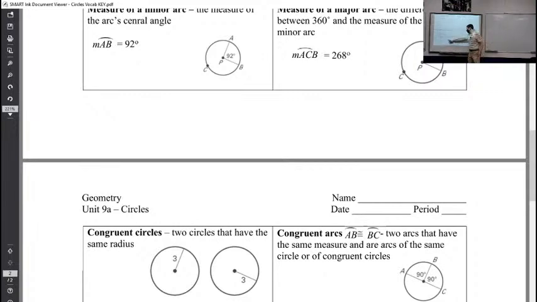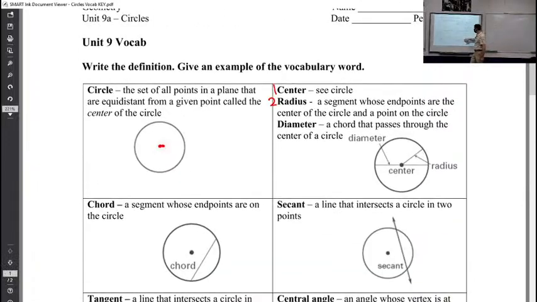By the way, if we're talking about more than 1 radius, like we are here, the plural of radius is like the plural of cactus. So it's going to be radii. Radii is the plural of radius. So if I have more than one radius, then I have multiple radii.